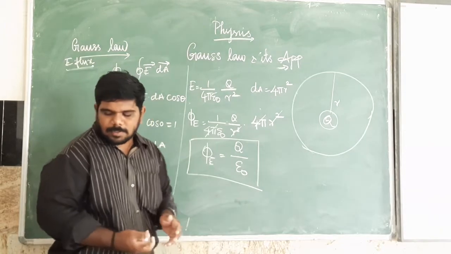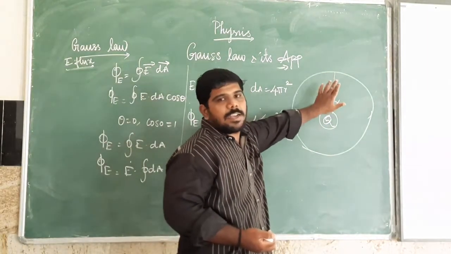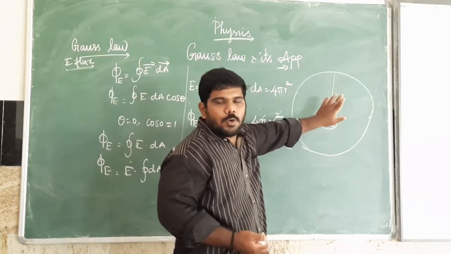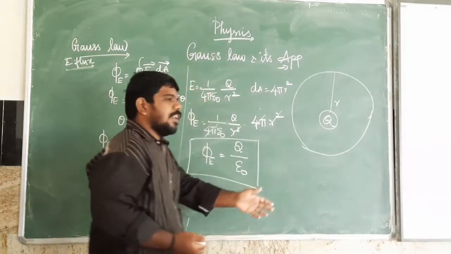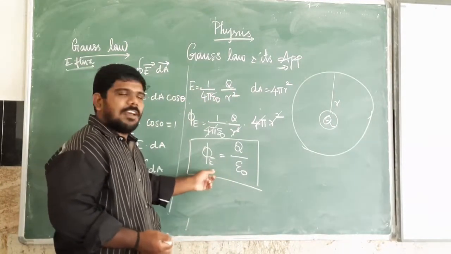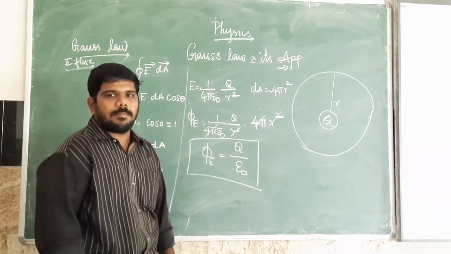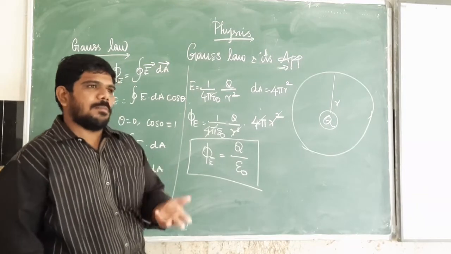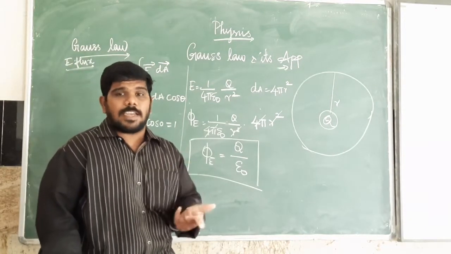So the Gauss law states that if the charge Q is enclosed in an arbitrary closed surface, then the total flux over the closed surface phi of E is equal to Q by epsilon 0. Okay, clear? They may ask a 3 mark question, determine the expression for Gauss law, or a 2 mark question, state Gauss law.